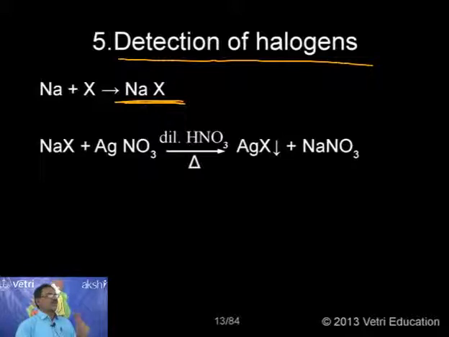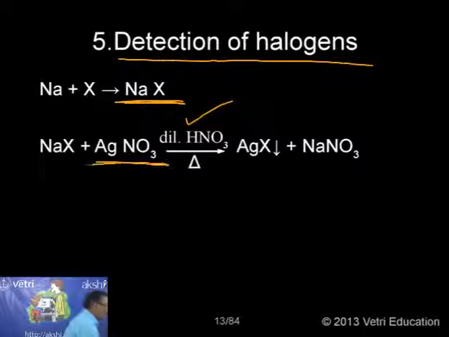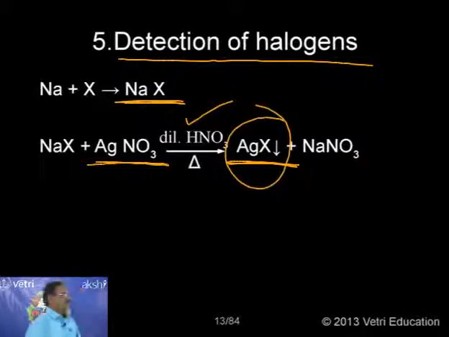So take 1 ml of sodium fusion extract and dilute nitric acid, and heat strongly. After heating, add silver nitrate solution. Then a characteristic precipitate will form. AgX will form. To that precipitate, add ammonium hydroxide solution. Then, depending upon the solubility, we can identify maybe chlorine, maybe bromine, or maybe iodine. So the characteristic precipitate here shows the presence of halogen.